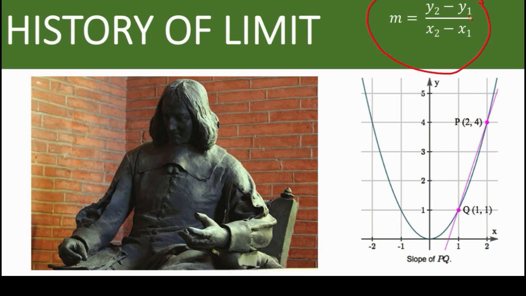But what he knows is this slope formula. We can find the slope of a line by getting the ratio of the change in y over the change in x. This pink line is what we call a secant line. A secant line intersects the curve at 2 points. We have this one point of intersection and we have this other point of intersection.